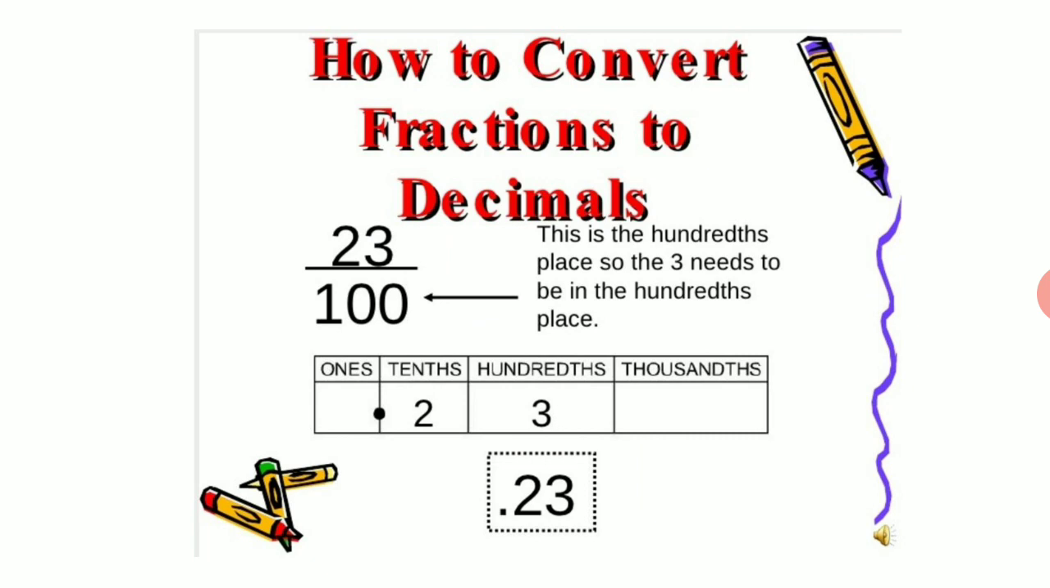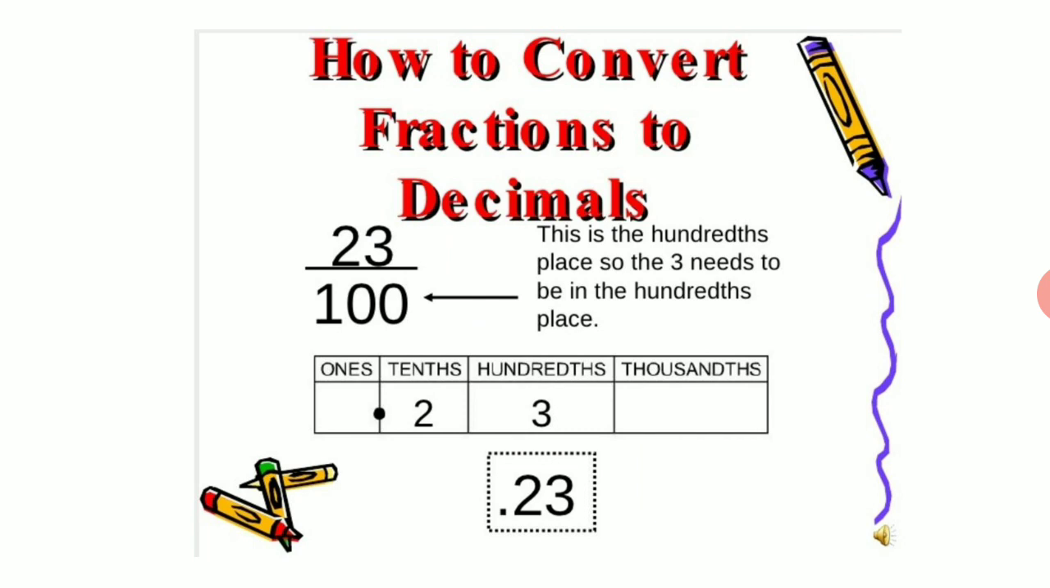Now children, let us come to the second half, how to convert fractions to decimals. Now we were discussing how we convert decimals to fractions. Now the second half comes, how to convert fractions to decimals. See children, here we have taken a fractional number which is 23 by 100. When we take 23 by 100, we say that this is the hundredths place. So 3 needs to be in the hundredths place, and we know that 2 is there in the tenths place.